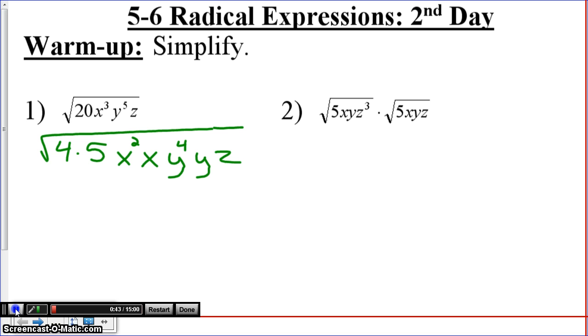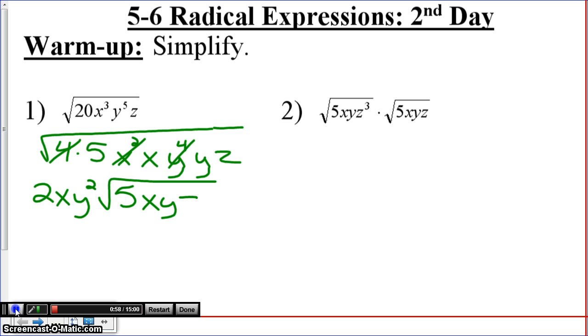Now we can take the square root of several of those factors. So a 2 comes out, an x comes out, and a y squared comes out. We're left with 5xyz, all underneath our radical. Again, if we look at our exponents in the original square root, 3, 5, and 1 are all odd exponents, so our rule with the absolute value bars does not apply.